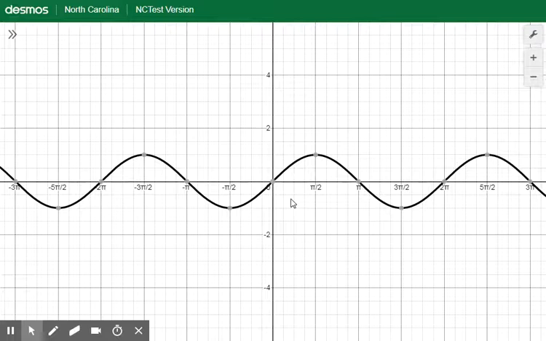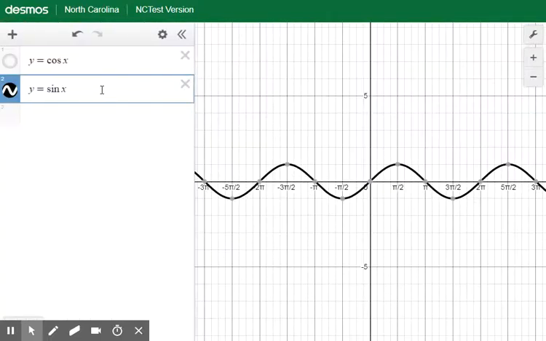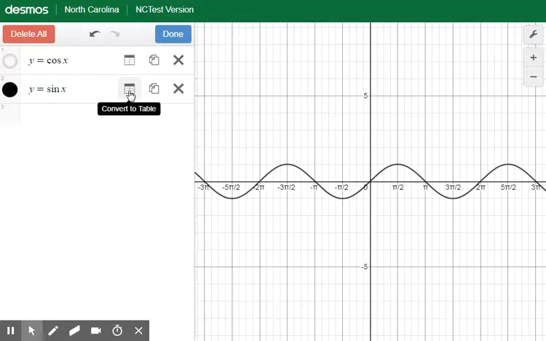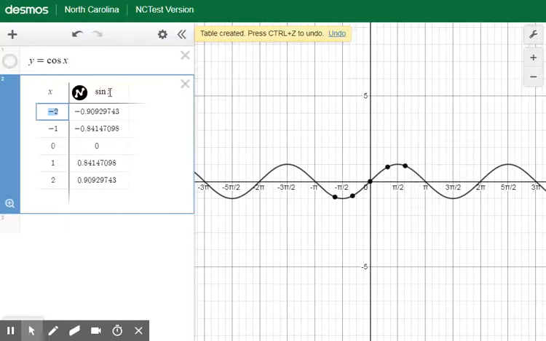Odd functions have rotational symmetry, meaning if we took this and we flipped it upside down, it would look exactly the same. I don't know about you, I have a hard time visualizing that. So instead of looking at the symmetry, I look at the table. Remember, in the table, if you want the table in Desmos, you go over here, you click the little wheel, and you can click Convert to a Table.